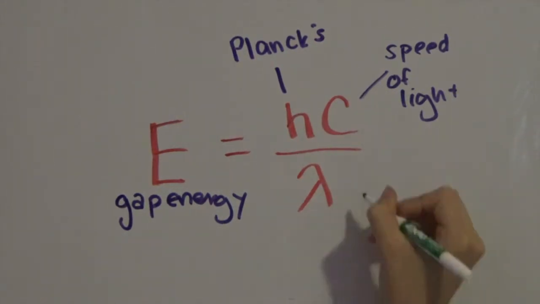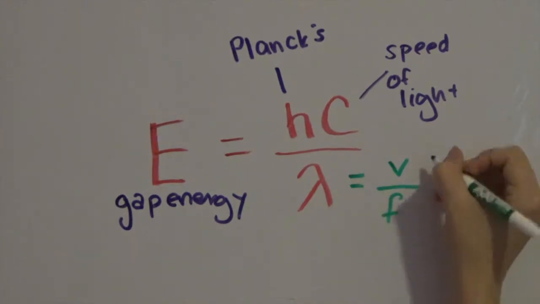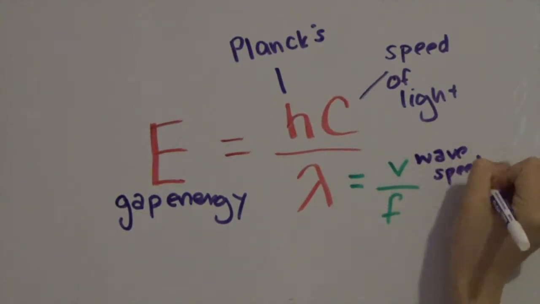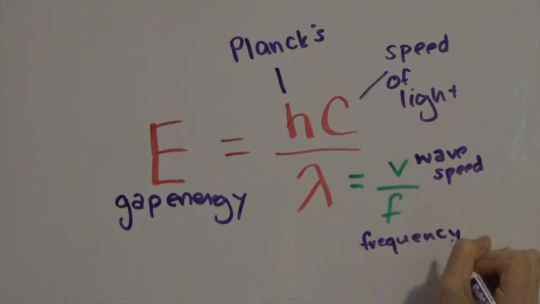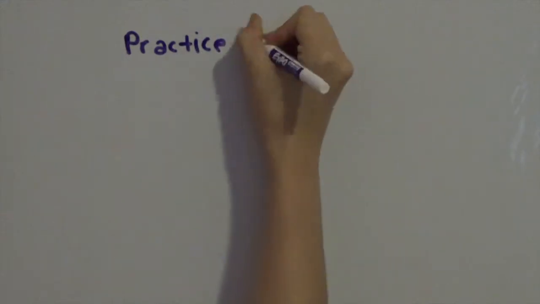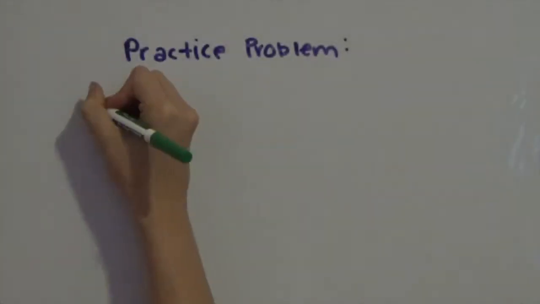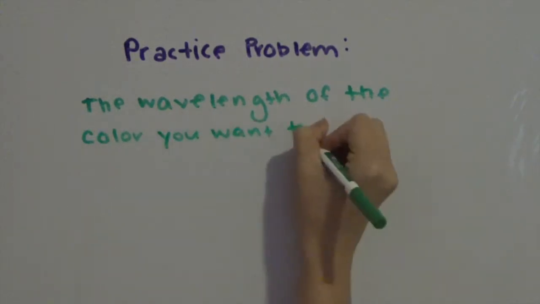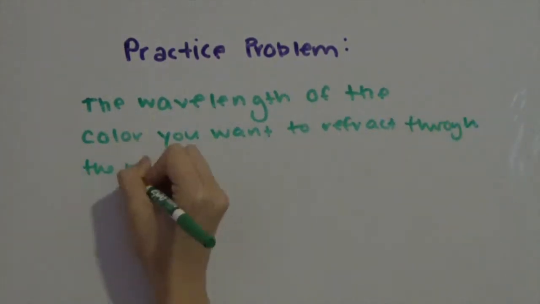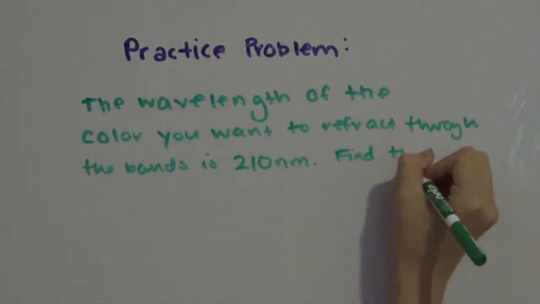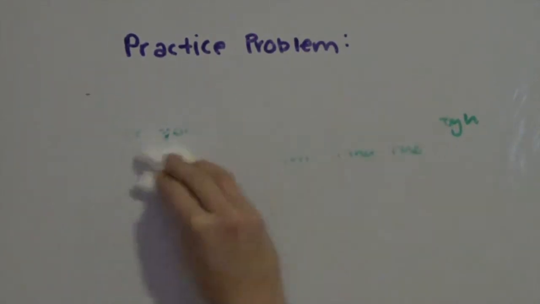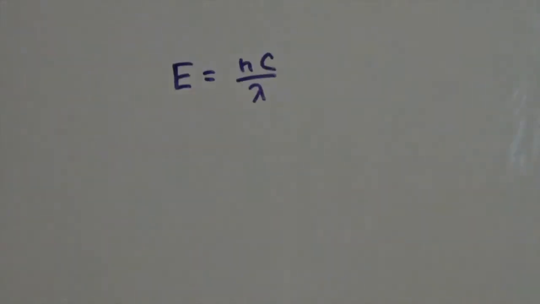To determine the energy of the band gap needed for a specific frequency to be reflected, frequency can be substituted into the equation in place of wavelength. From the equation, lambda equals v over frequency. Here's an example of a problem that you might use this equation for. If the wavelength of the wave you want to refract through the band is 210 nanometers, what is the energy of the band gap? We use the equation previously stated, which is E equals hc over lambda.